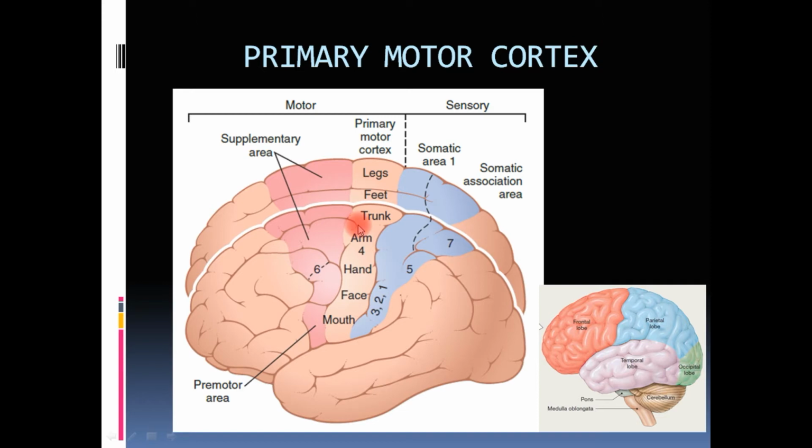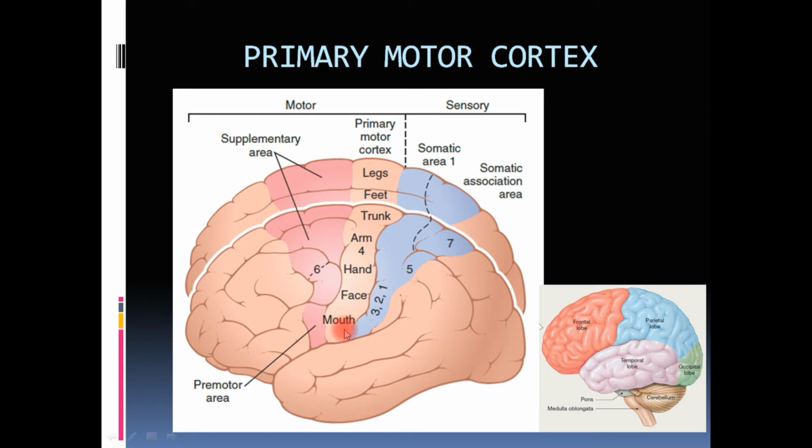What is the primary motor area? The primary motor area is the one which, when stimulated, activates a group of neurons in the spinal cord so that it generates a pattern of movement. As you can see here, this primary motor area consists of Brodmann's area number 4, and it has various representations in this area.